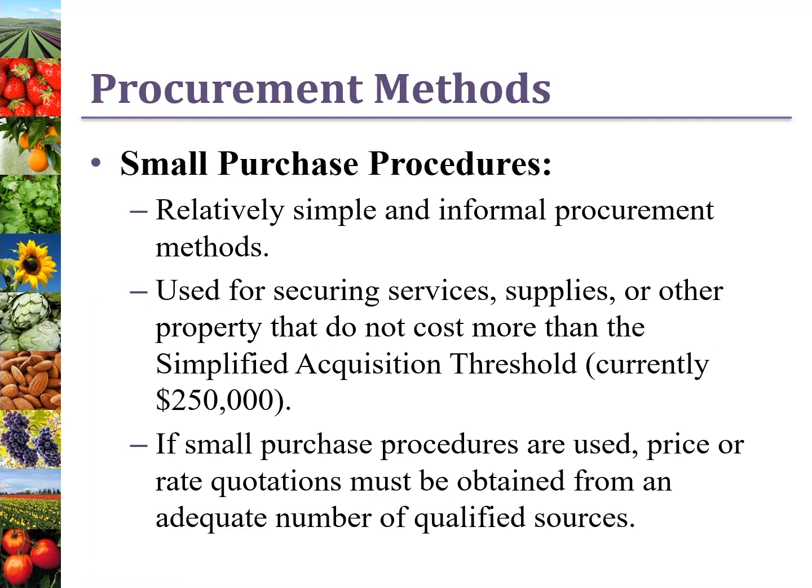Next is procurement by small purchase procedures. This is a relatively simple and informal procurement method which may be used for securing services, supplies, or other property that do not cost more than the simplified acquisition threshold, currently $250,000. If small purchase procedures are used, price or rate quotations must be obtained from an adequate number of qualified sources. Note that adequate number is not defined as it depends on what makes sense for each procurement.